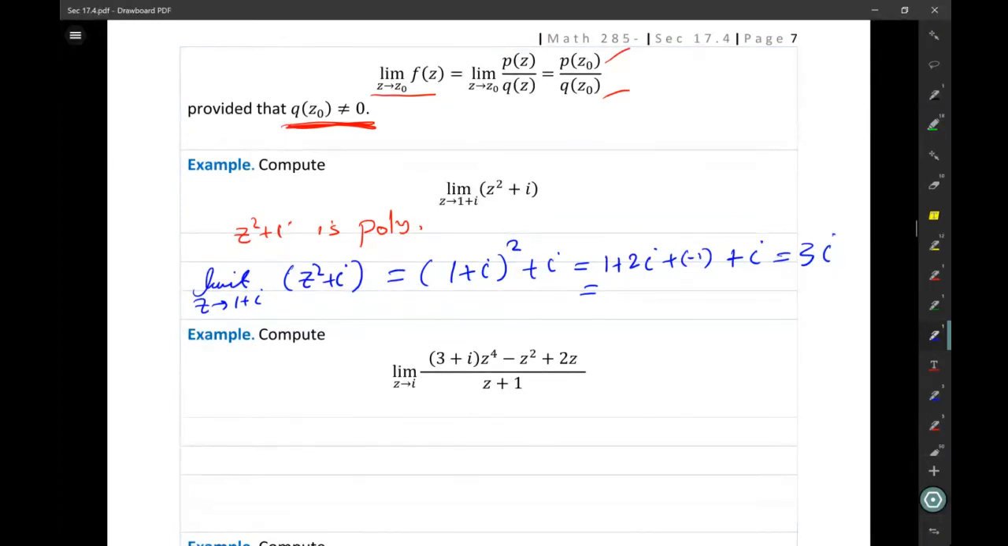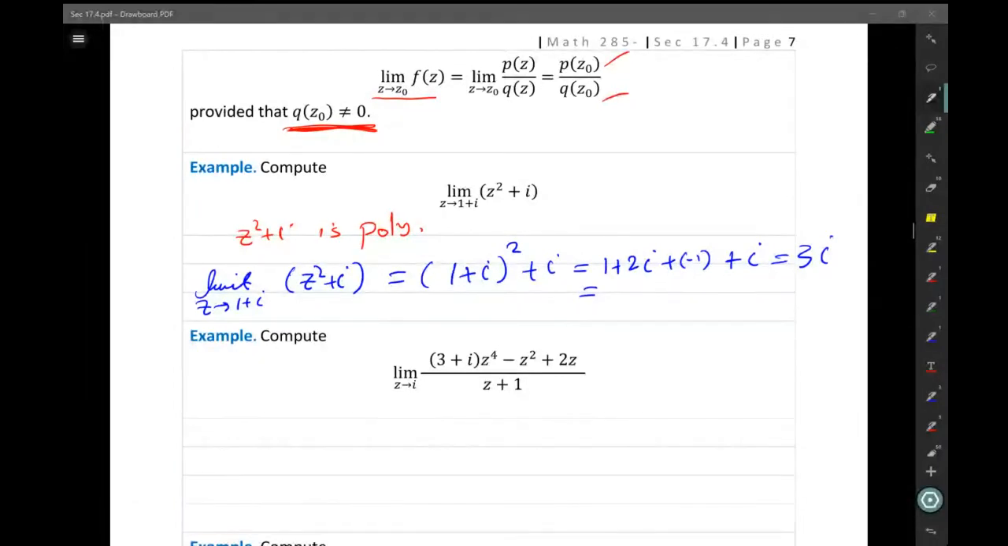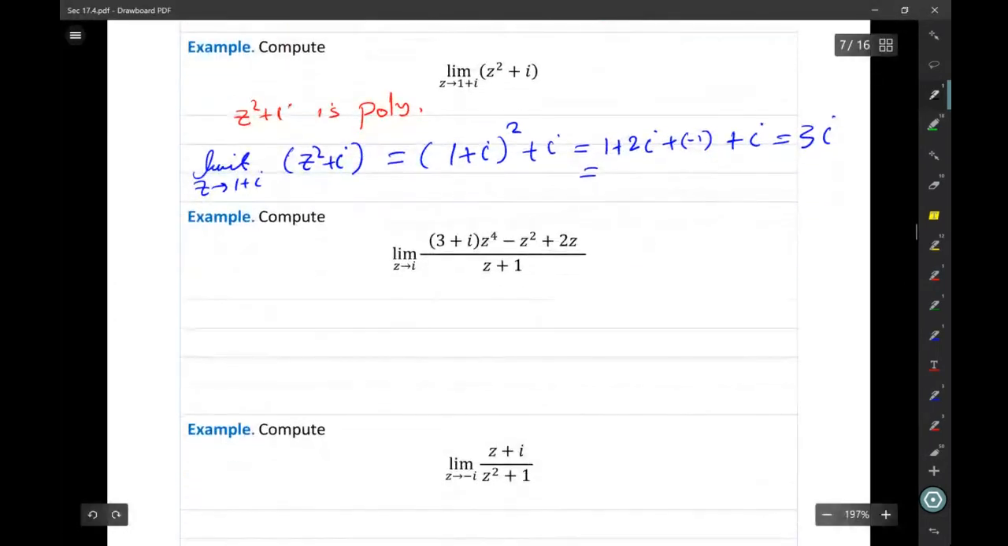Is this example clear? Any question for this example? Clear. Okay, let us see the next one. It says compute the limit of (3 plus i) times z to the power 4 minus z squared plus 2z, divided by z plus 1, when z approaches i. This is a rational function.